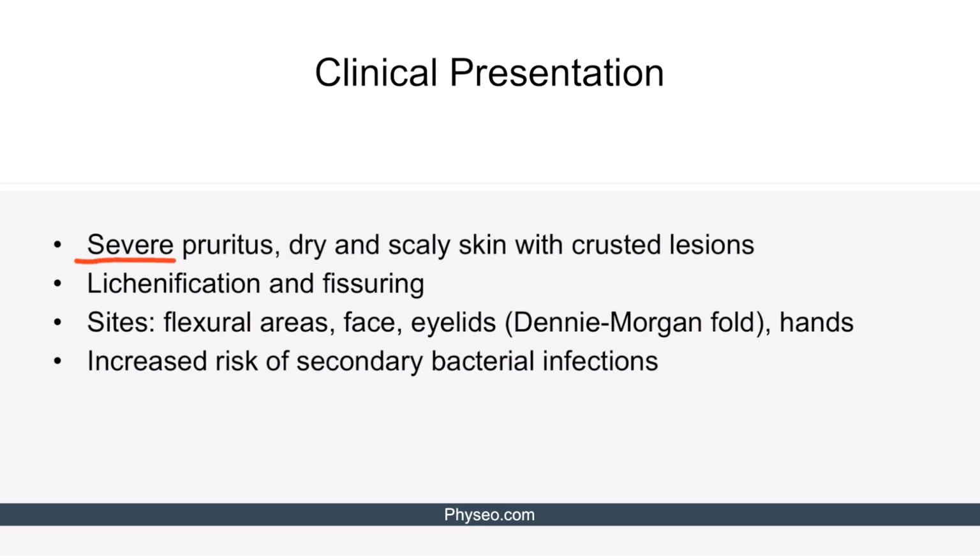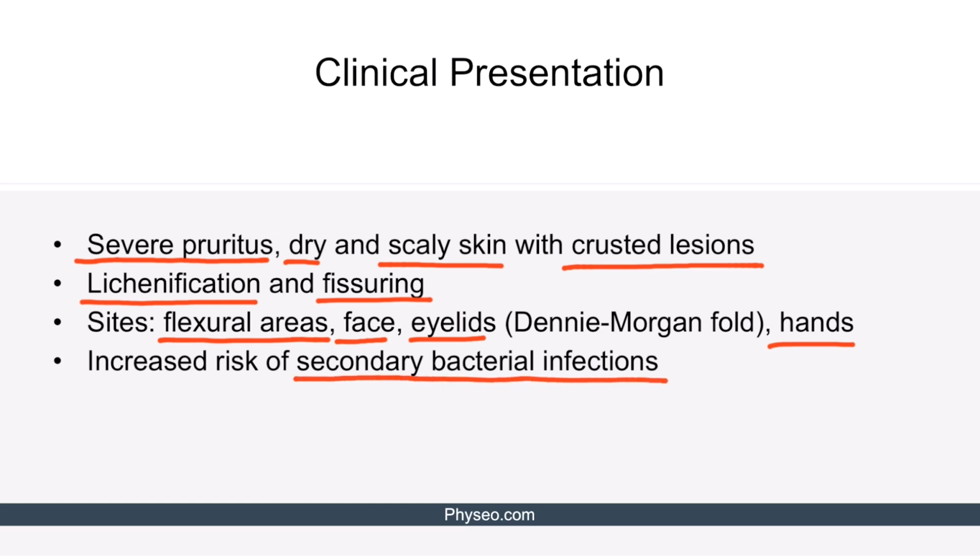Patients usually present with severe pruritic rash with dry and scaly skin with crusted lesions. Lichenification and fissuring may be present. Common sites involved are flexural areas, the face, eyelids, and hands. Sites may differ depending on various age groups, and we'll discuss that on the next slide. The Denny-Morgan fold refers to more pronounced infraorbital folds due to eyelid dermatitis. The disrupted skin barrier also increases the risk of secondary bacterial infections.